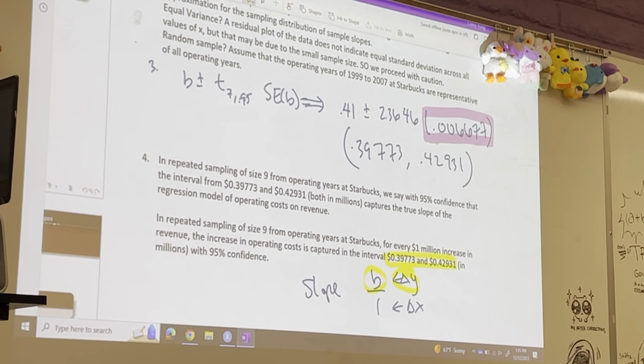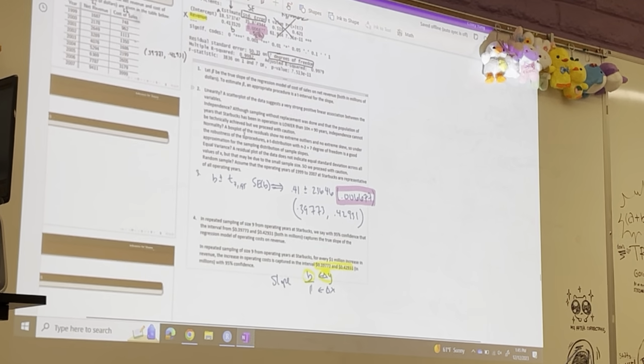That one is more in context because you're actually interpreting the slope, whereas the one that I typically like to do is just saying that the interval captures the true population parameter. I don't think one interpretation is more correct than the other, so you guys could use whichever one you prefer. All right. Okay. So that's the problem.